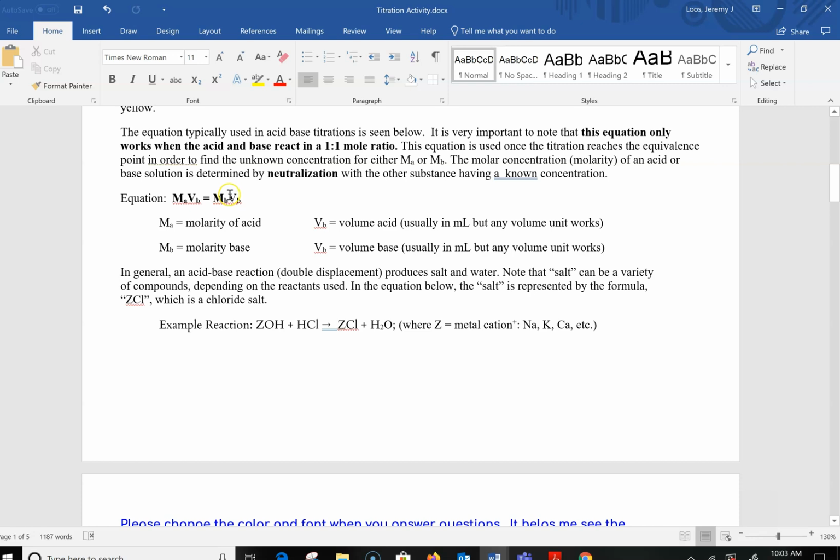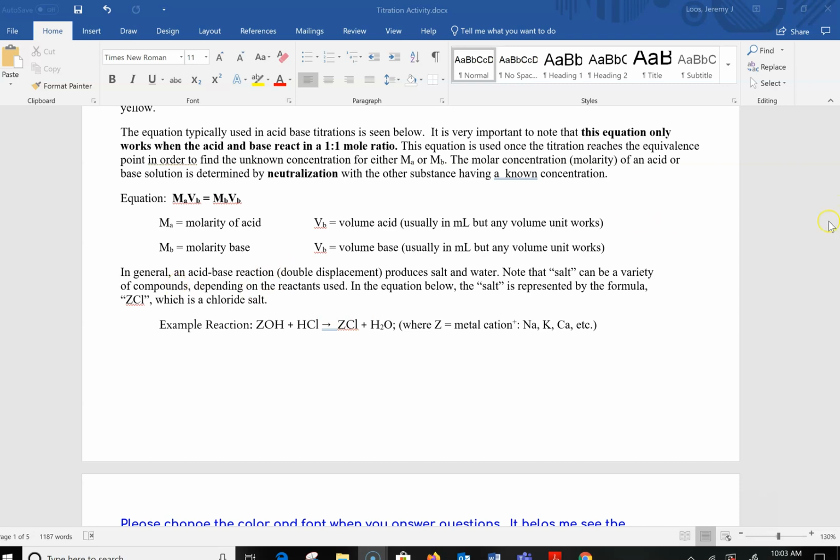It looks a little bit like the dilution formula, in fact, if you remember that one. But molarity of acid, molarity of base, volume of acid, volume of base are what everything stands for. And that's the actual mathematical equation you end up using. You can use any volume unit, but typically it's going to be milliliters. And we'll get back to using this equation in a second.